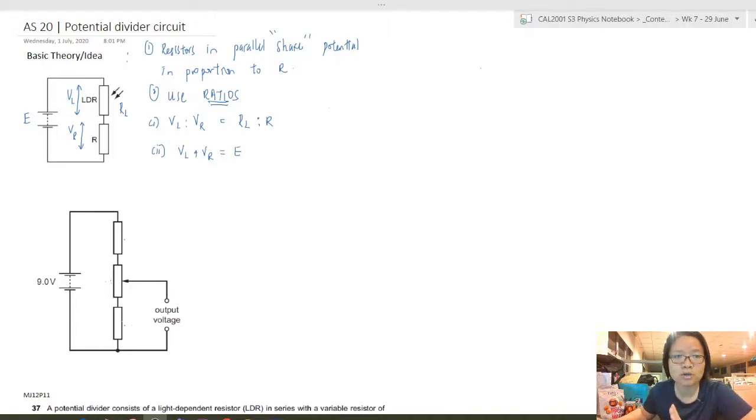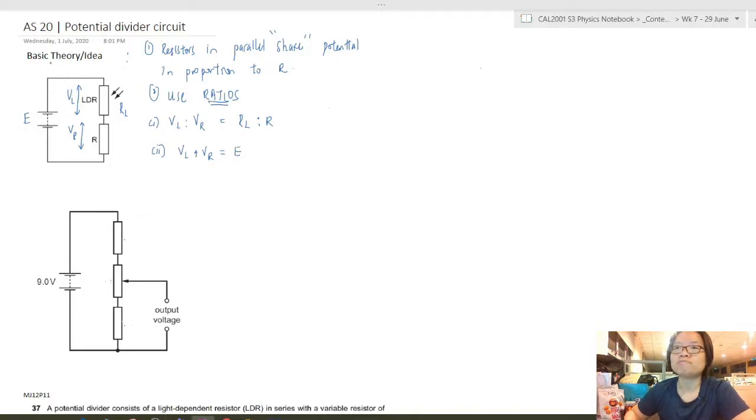Okay, so now I'm going to talk to you about the potential divider circuit. We're going to start with level 1 first, and there are some basic ideas that we need to go through. If you've not yet watched Miss Ellie's video about series circuits, parallel circuits, and Kirchhoff's laws, I would suggest you pause this and go watch that one first, because that would set you up with a proper theoretical framework. Here I'm just going to talk about the main ideas and not go through the laws again.